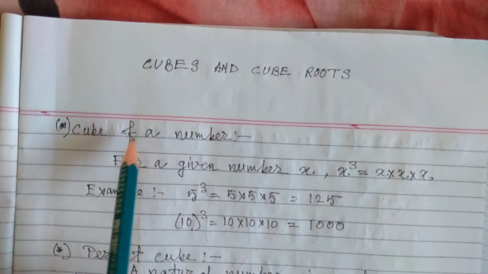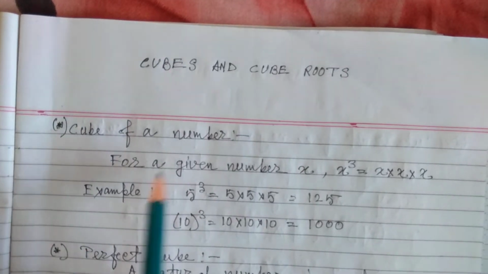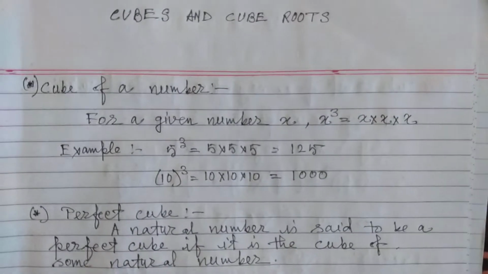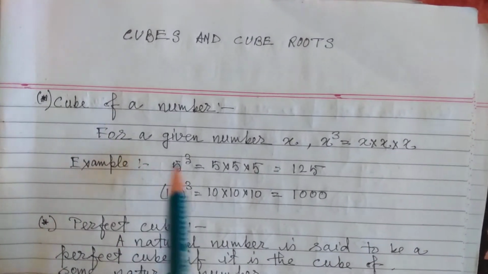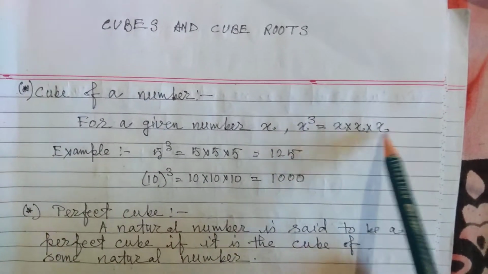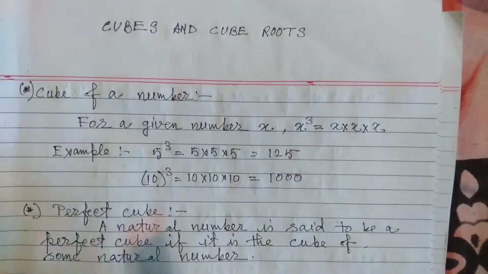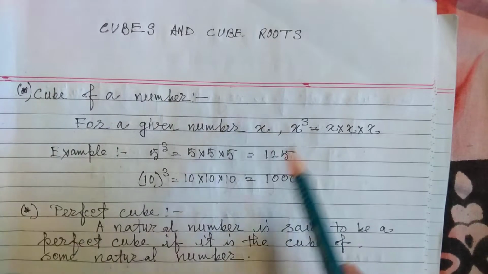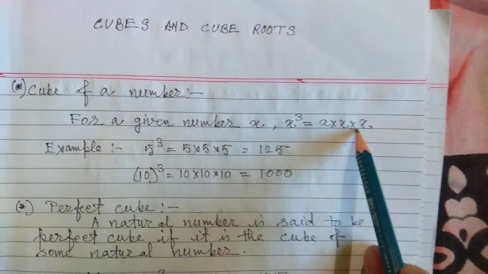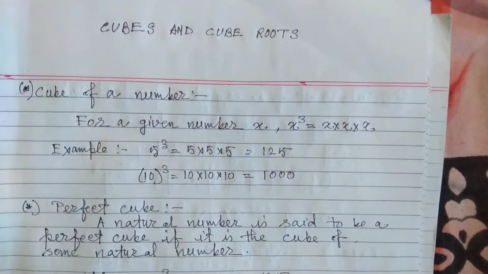First, cube of a number. For a given number x, cube equals x into x into x. So this is the cube of a number x. This is the cube, the product of these three same numbers, is the cube of x.